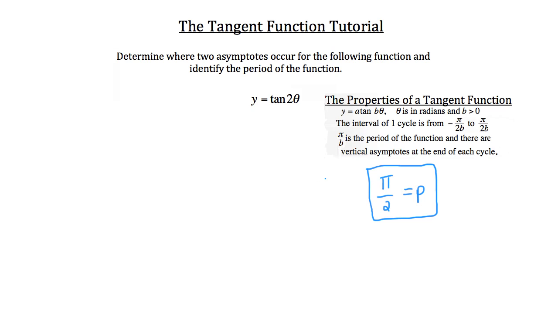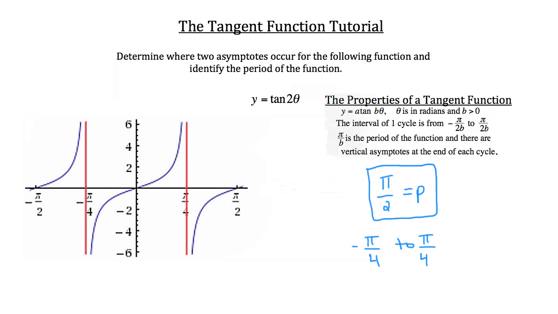Now the interval of one cycle is from negative pi over 2b to pi over 2b. So in our case, negative pi over 2 times 2, because our b value is 2, to pi over 2 times 2. 2 times 2 is 4, so the interval of one cycle is negative pi over 4 to pi over 4 units. So let's go ahead and draw these in. Here we have our standard tangent function, which is passing through our origin here at 0, and each cycle is occurring between negative pi over 4 right here and pi over 4 right here.